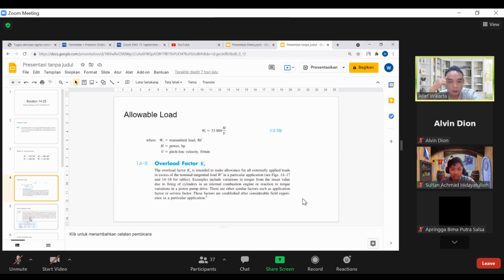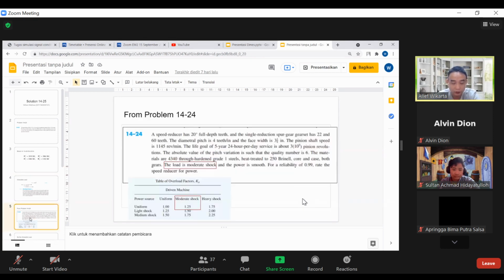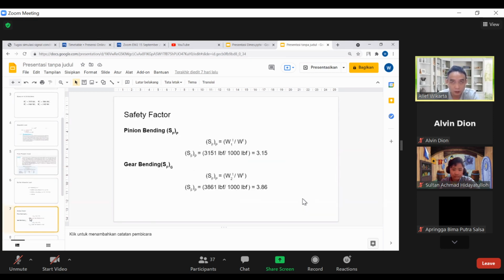I mean, Mas William, sorry, could you show us which equations we will use in order to find the safety factor? I mean the final equations including the safety factor parameters and variables. Like this, sir? Okay. So in order to find the safety factor, we need to find the transmitted load first.